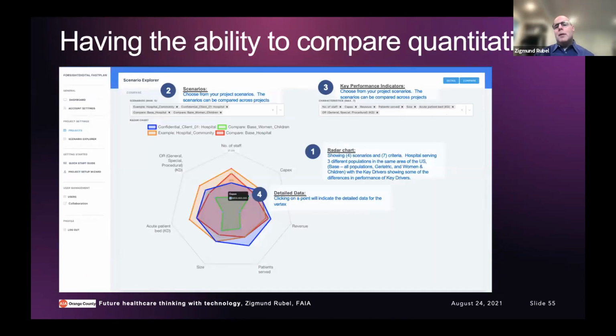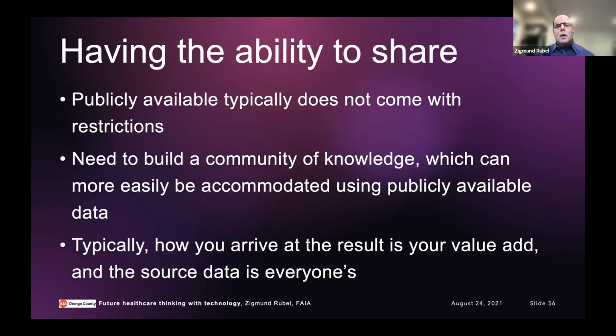You also have the ability to compare quantitatively. So this is a radar chart of several different scenarios overlapping. And you can see how some have more staff, but others have more acute care patient beds. And this is a very good, quick way to look at how your scenarios compare to different designs and or different existing conditions. As I mentioned, you have the ability to share when you use publicly available data. You typically aren't able to share when you're using electronic health records.